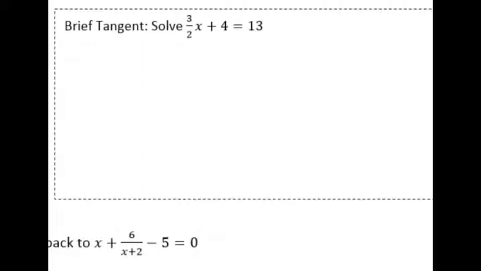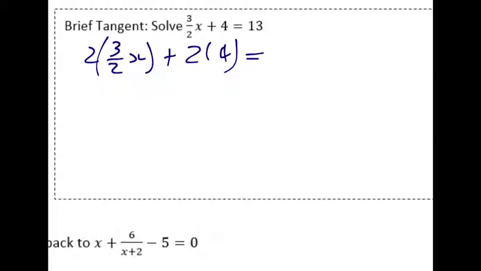So it'll look like this. It'll be 2 times 3 over 2x plus 2 times 4 equals 2 times 13. Right? Whatever you do to one side, you have to do to the other. That's called preservation of equality. You've got to make sure everything stays equal, so whatever you do to one side, you also do to the other.